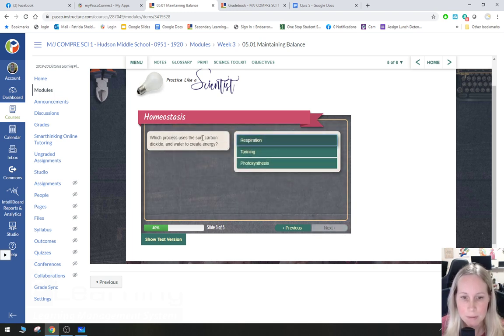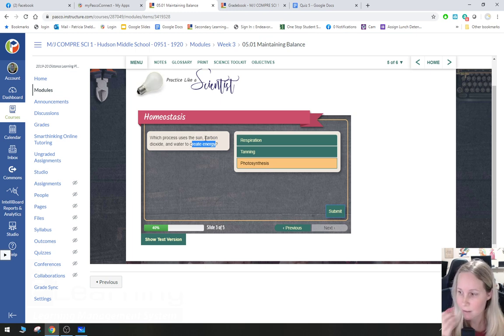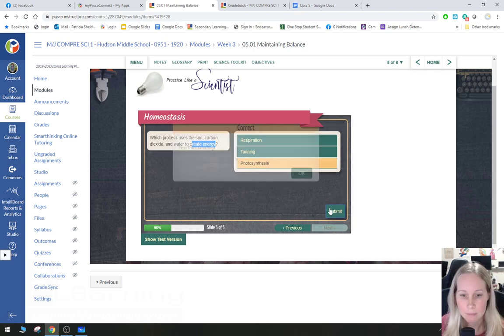Which process uses the sun, carbon dioxide, and water to create energy? Now, I think they only mentioned it really quickly, but that's photosynthesis. That's what plants do. They use the carbon dioxide we breathe out, the sun, and water from the ground to do something called photosynthesis, and that's how they stay alive and do homeostasis.